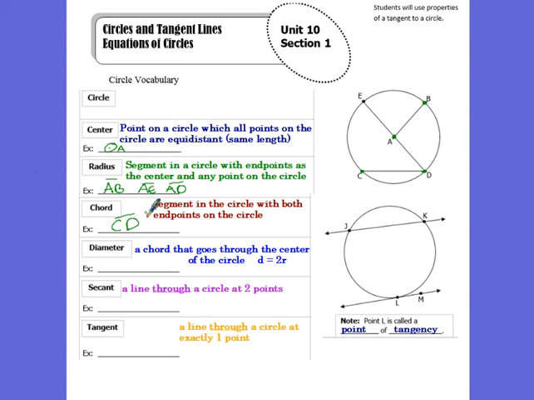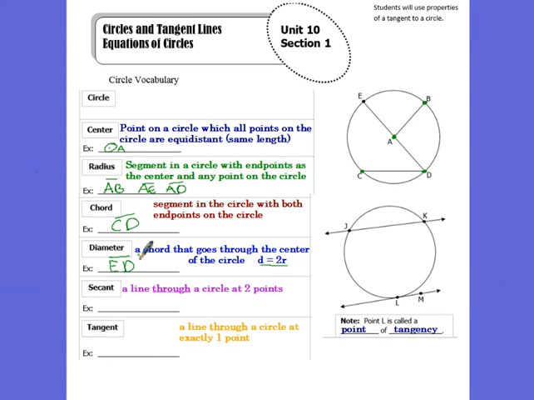A diameter is a special type of chord that goes through the center of the circle. You may remember this equation from back in elementary school: the diameter is equal to 2 times the radius. So an example of a diameter here would be ED. So remember, ED is a chord, but more specifically it's a diameter.